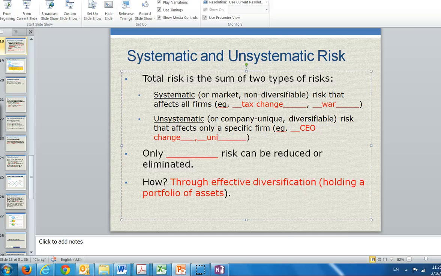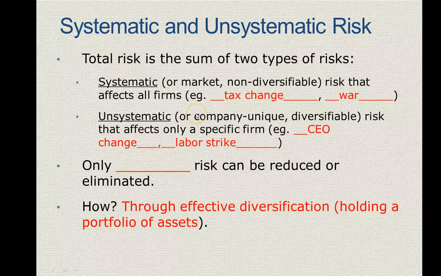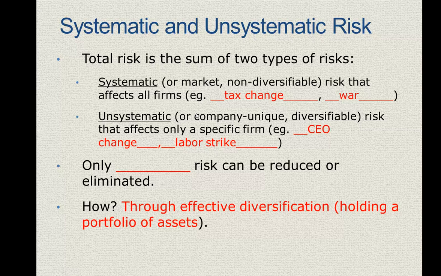And what about a union or labor strike? That's also a type of risk, and most likely it will only affect certain companies, but not the whole economy or a large portion of it. So that's unsystematic risk, and unsystematic risk can be diversified away. I think it's very easy to comprehend.